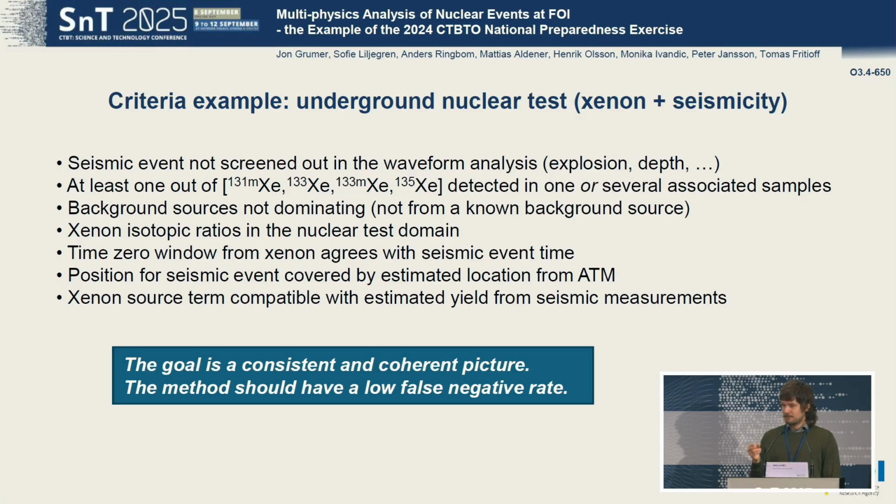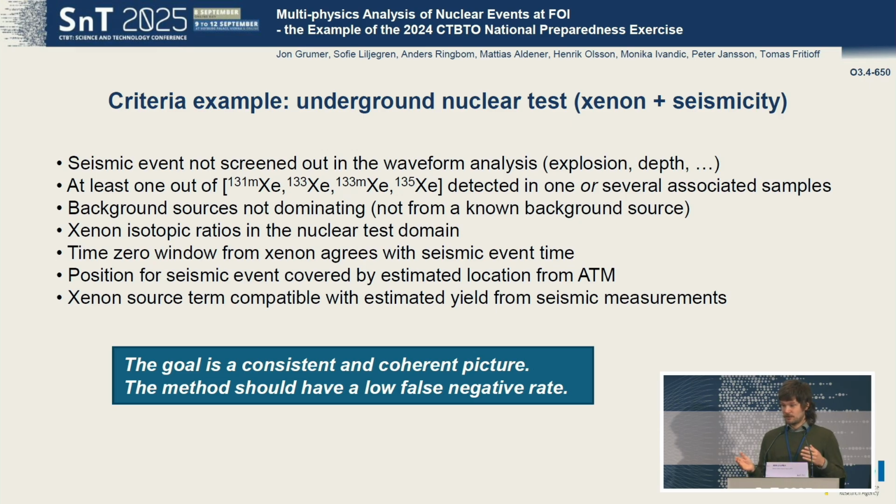Next, from a xenon perspective, we want to detect one of these important xenon isotopes that are tracers of nuclear events in one or several associated samples. We want to make sure that the background sources are not dominating. And we want to make sure also that the observed isotopic ratios are in the nuclear test domain. And then the times should agree from the seismic and the xenon analysis, and the positions should agree.